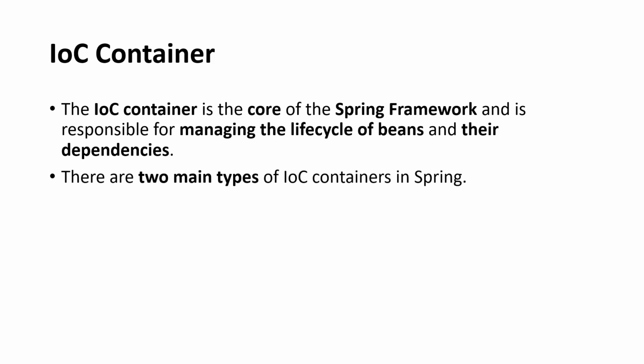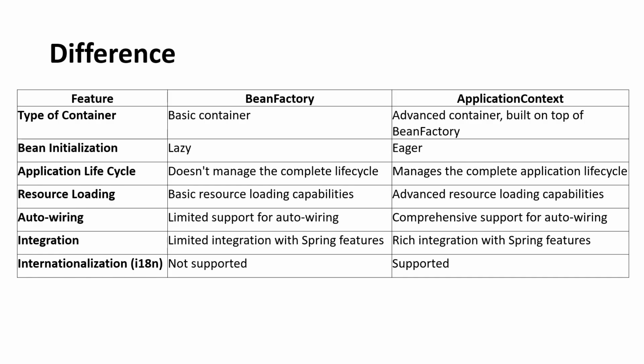Now, this IoC container is also of two types. Let's see those two types. One type is BeanFactory, the other one is ApplicationContext. So these are the two types.